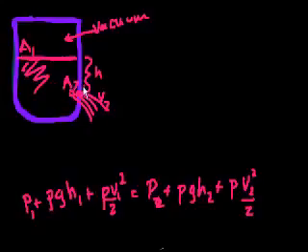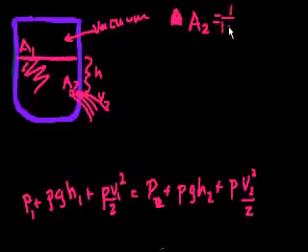And let's say that hole is so small that A2 is equal to 1/1000th of A1. So this is a small hole relative to the surface area of this cup, right? So with that said, let's see what we can do about figuring out the velocity coming out. Well, Bernoulli's equation tells us that the input pressure plus the input potential energy plus the input kinetic energy is equal to the output, et cetera.